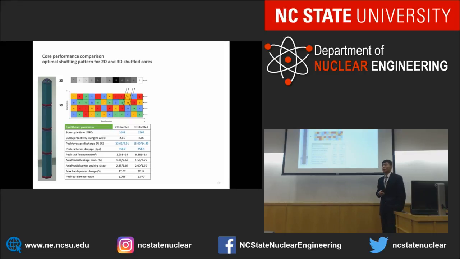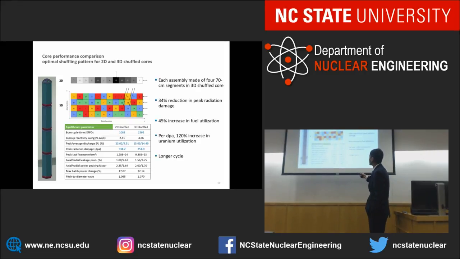So now let's compare the performance. With 3D shuffling, what I first noticed is that the peak radiation damage has been brought down to 351. Remember, our goal is 350. We're not there, but really extremely close, especially compared with the 2D shuffled case, 534. That's a 34% decrease. Then if you look at the average discharge burn-up, 10% versus 14.5%, that shows a 45% increase in the fuel utilization, and a much longer fuel cycle in days.